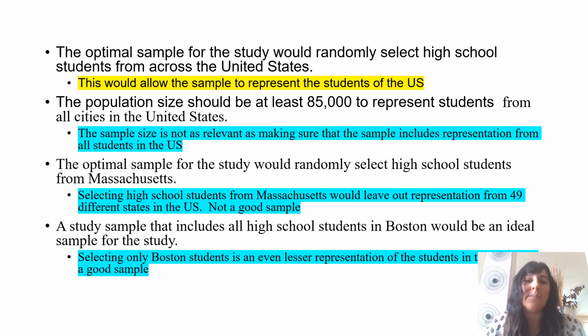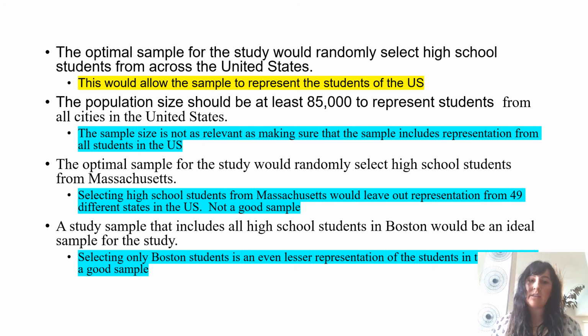The population size should be at least 85,000 to represent students from all cities in the United States. Well, the sample size isn't as relevant as making sure that the sample includes representation from everywhere. Although that does sound like a pretty decent size, given that we have so many people. What was it, 16 million students in the United States? It may or may not be the best sample size, but that's not what we're trying to figure out here. We're looking at representation. That is what we are more focused on in this question.